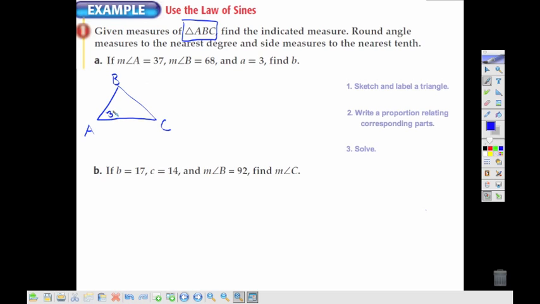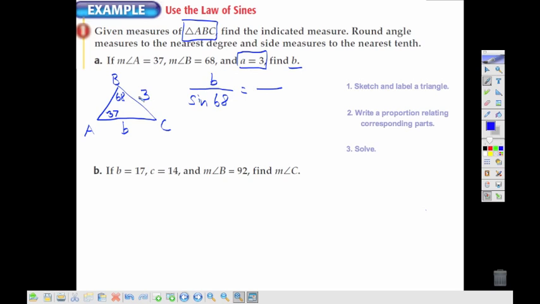Okay, so A is 37, B is 68, and then they say a is 3. We know that that would be opposite of angle A, and they ask us to find b. b would have to be across from this. Notice they haven't given us anything about C. We don't need it to solve for b. If I'm looking for b using my law of sines, I'll take that and the sine of the angle opposite of that. That would be my 68.